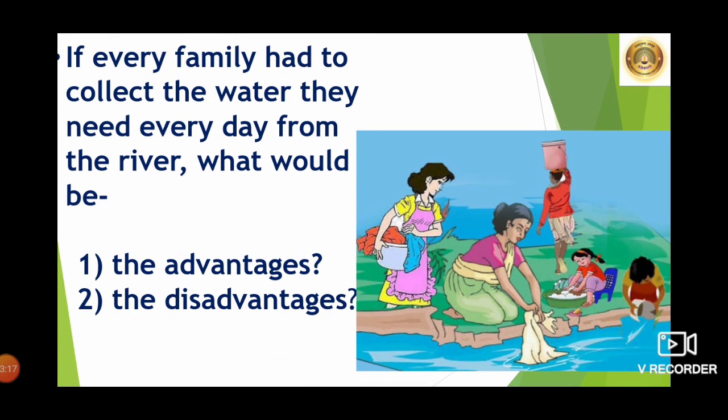Now, there is a second question for you. If every family had to collect the water they need every day from the river, what would be the advantages and disadvantages? Think. What will be the advantages of it? Right. Each person in the house will bring the water needed by them. They will not spend much water and wastage of water will not occur. Even when we are bringing water, we will use it very carefully, isn't it?